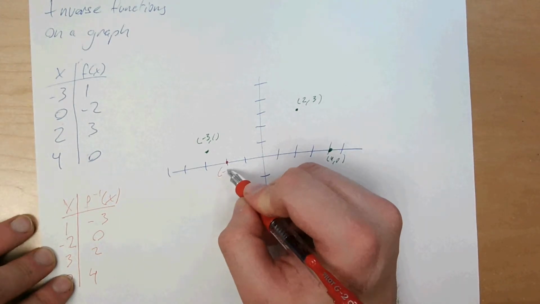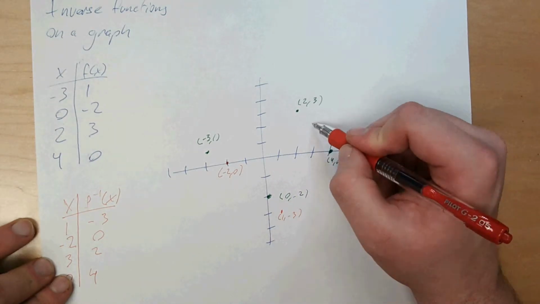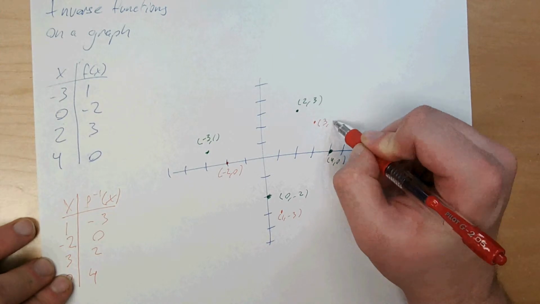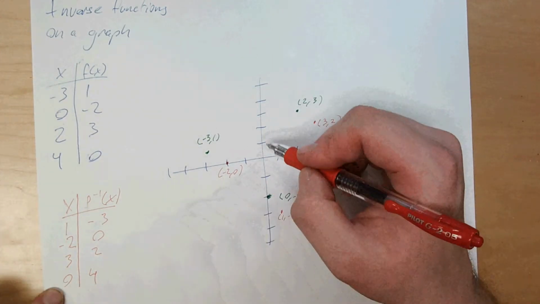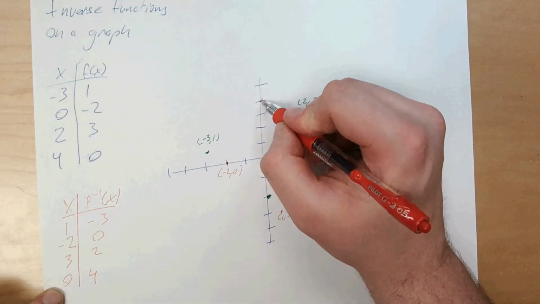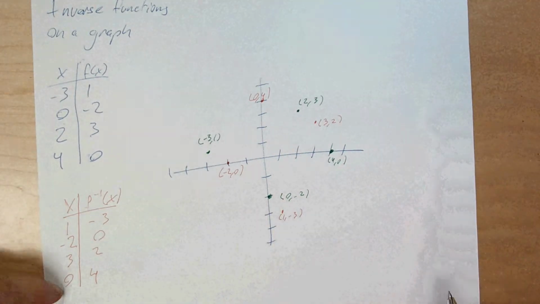So this is -2, 0. 3, 2. So I'm going over to 3, up 2, really close to the other point. 3 and 2. And then going left and right nowhere, but I'm going up 4. 1, 2, 3, 4 units. Up 4 units. So I'm at 0, 4 here.